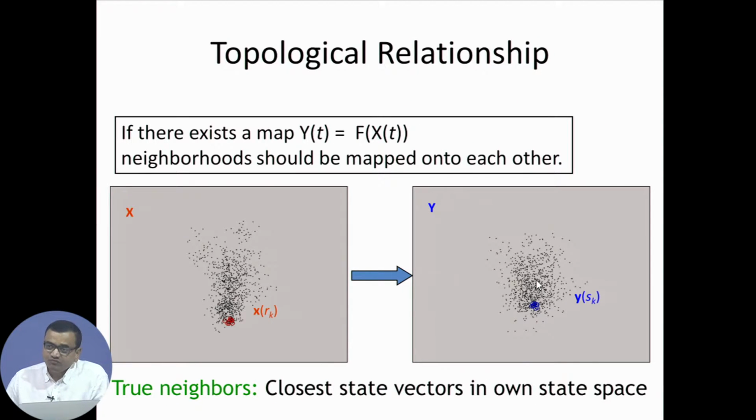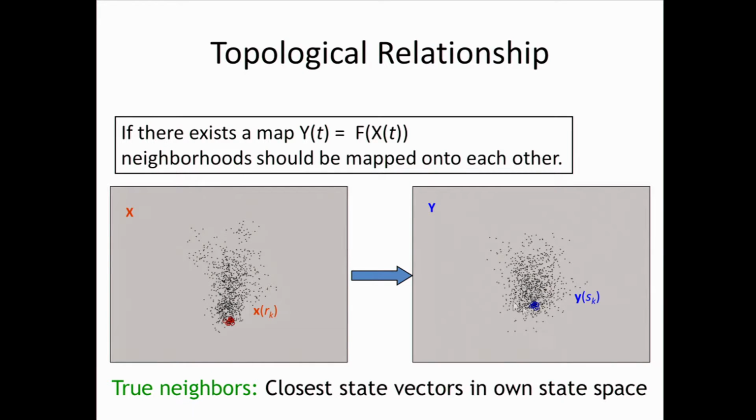The idea is, if the two systems X and Y both evolve in their individual state spaces, and somehow share information, with a mutual exchange between the two systems, then the neighborhood in one state space would also be mapped into the neighborhood of the other state space. That's what we call neighborhood mapping, or a topological relationship. So what does it mean? If you have your reference state vector, you create a neighborhood of different state space vectors.